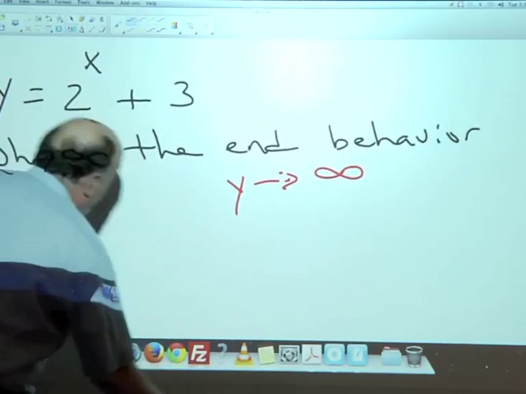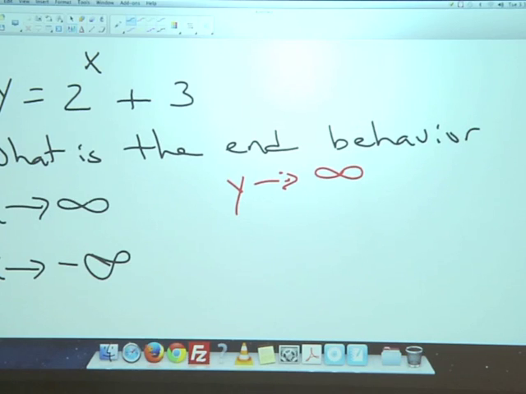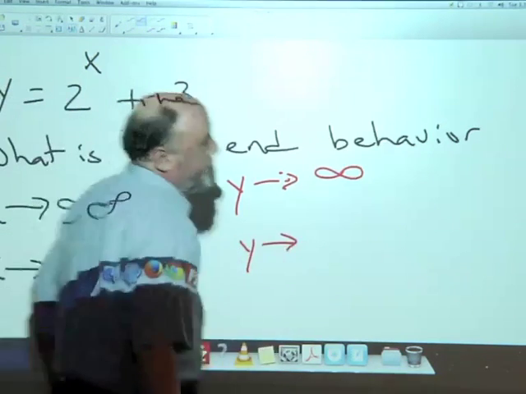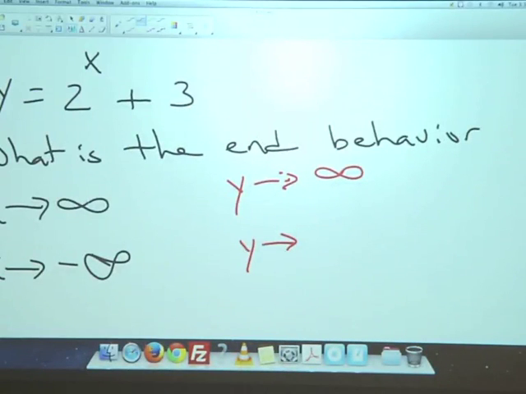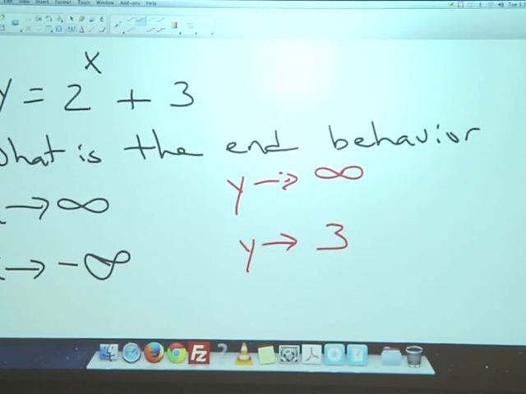All right, well, how about as x goes to negative infinity? What happens to y? Not zero. It goes to 3. Remember, 2 to a negative exponent means as that exponent gets larger and larger and negative, it's basically going to 0, right? So that first term is basically going to go away. I'm left with the 3.